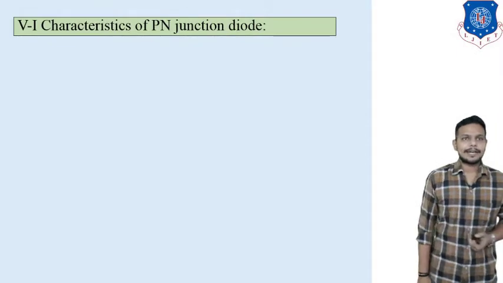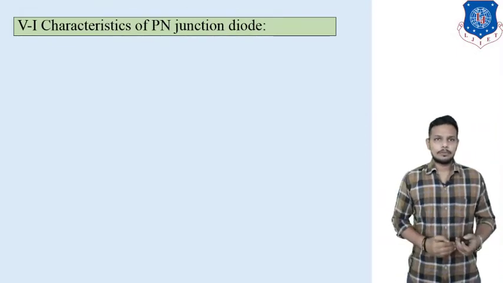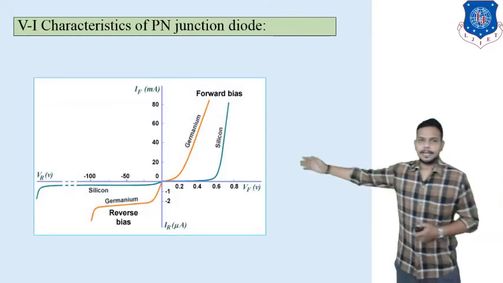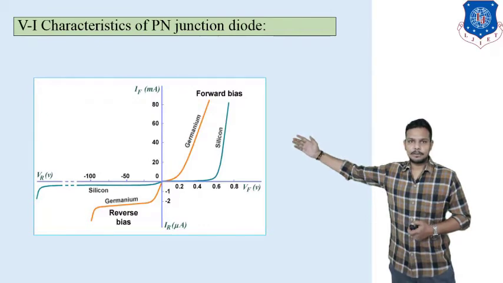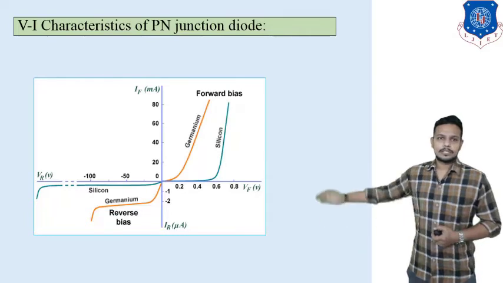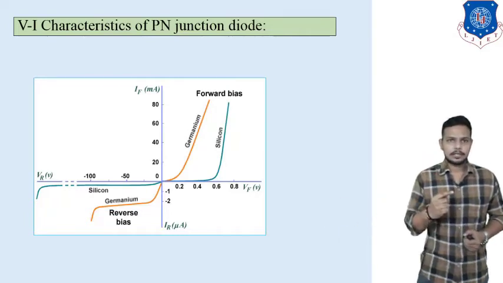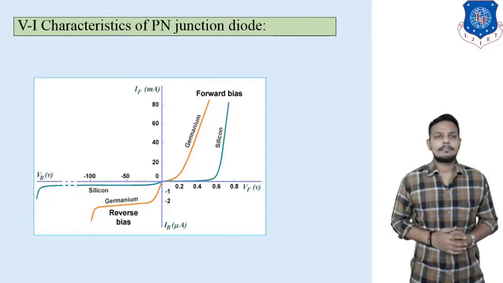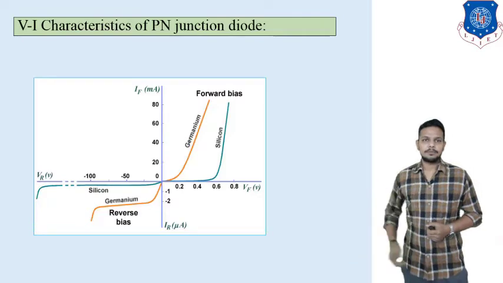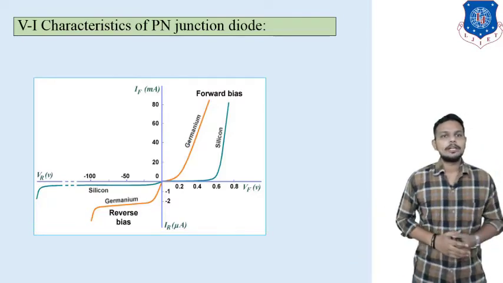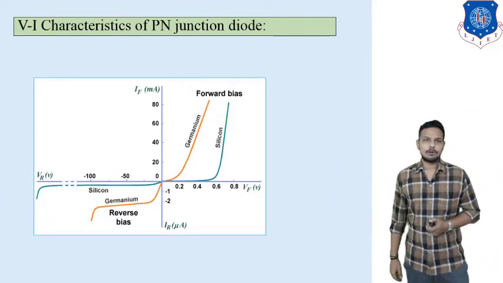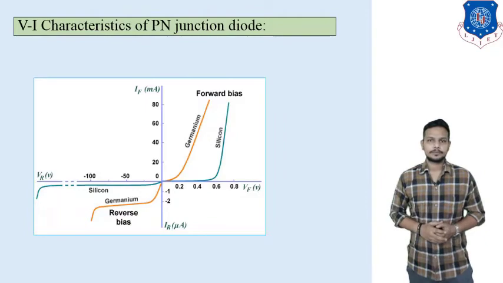Now next, the VI characteristics of a PN junction diode with different materials, as we can see here: one is germanium and another one is silicon. As I said earlier, for silicon the current increases at 0.7 or 0.6 volt, whereas in germanium that point is 0.2 or 0.3 volt. So this is the forward region and reverse region for germanium and silicon material.